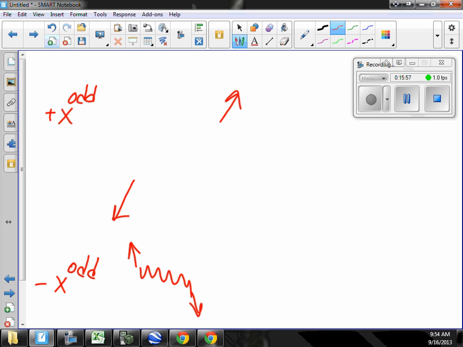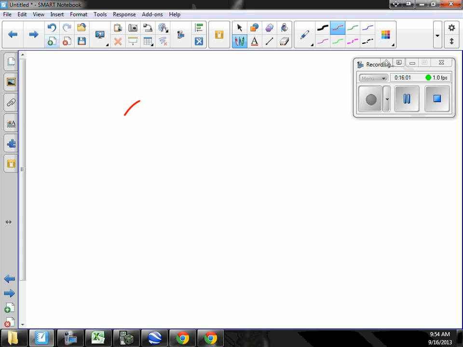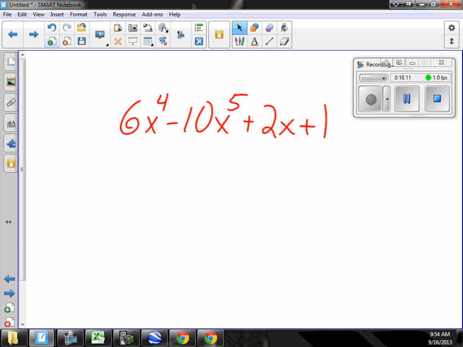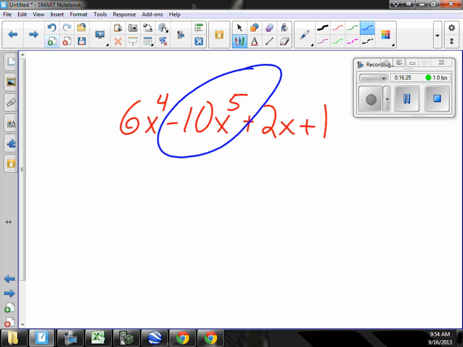Okay? Well, the neat thing about polynomials, if I have 6x to the fourth minus 10x to the fifth plus 2x plus 1, I know what the end behavior is going to be without graphing it. It's the biggest exponent. So it's this term. That term determines the end behavior. What is the end behavior going to be?